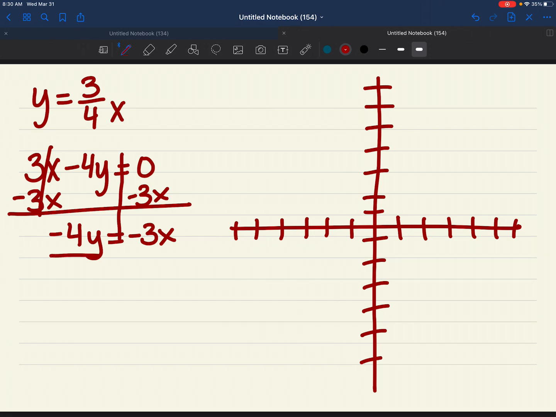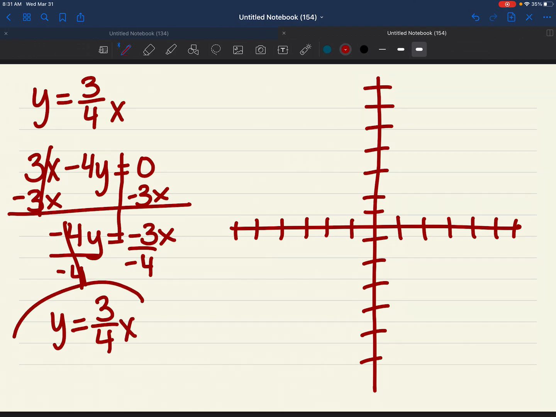Okay, what would be my last step? Divide by -4. Okay, so -4 over -4 cancels. I get y is equal to what? Can I simplify -3 over -4? It would just be 3/4. Why would it be just 3/4, Cash? Because negative divided by negative is a positive.